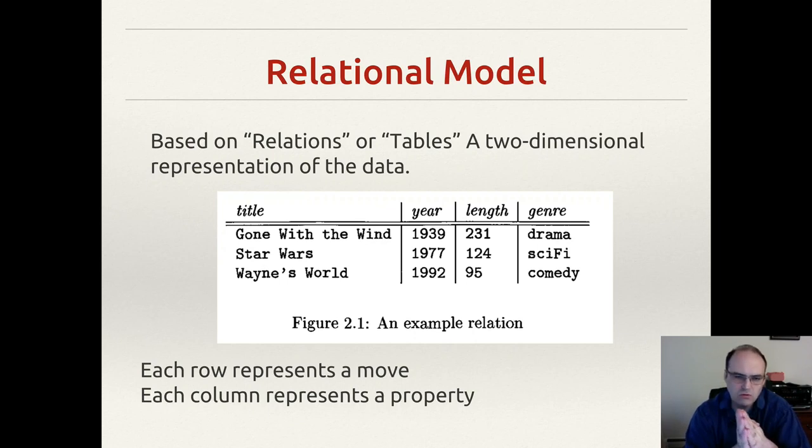So each row is representative of data that represents one movie, right? So we have Gone with the Wind. It was released in 1939. Its length is 231 minutes, and its genre is drama, right? Star Wars was 1977. Its length was 124 minutes, and its genre was sci-fi. So each one of these rows represents a movie.